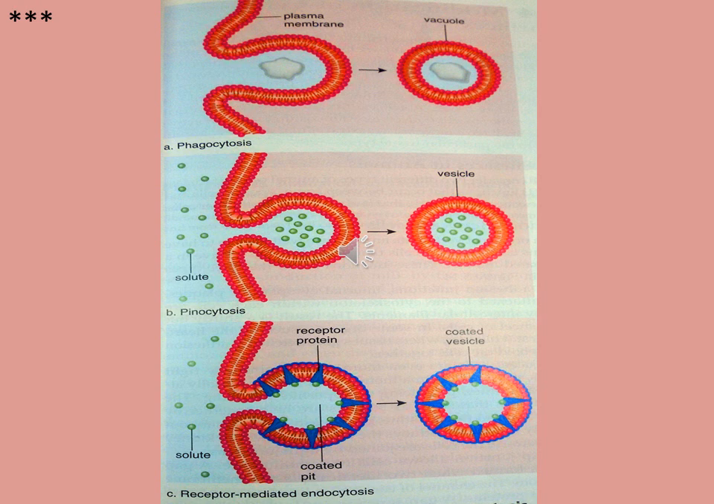Third is receptor-mediated endocytosis, a form of pinocytosis that is specific because it uses a receptor protein that is shaped specifically for a molecule, such as a vitamin. The receptors are found at one location in the plasma membrane and are called coated pits. This process is selective and much more efficient than ordinary pinocytosis.